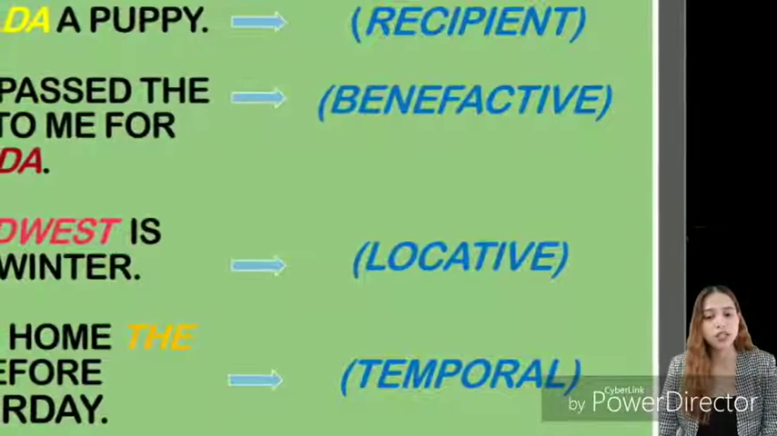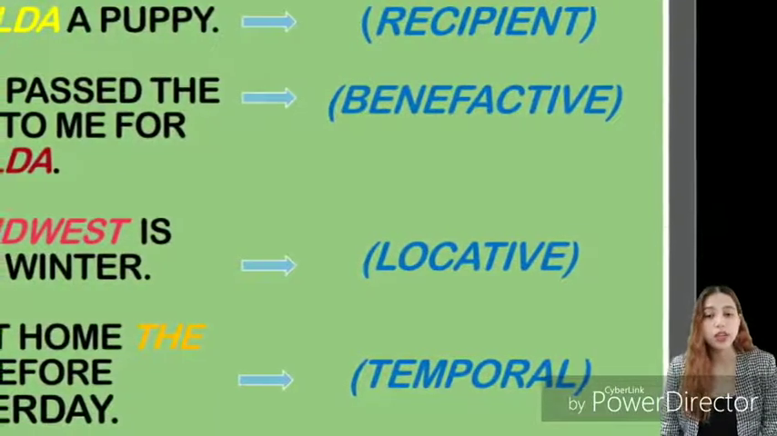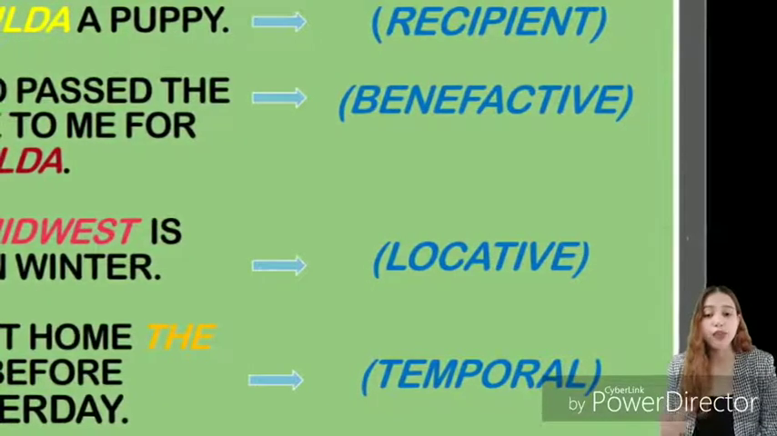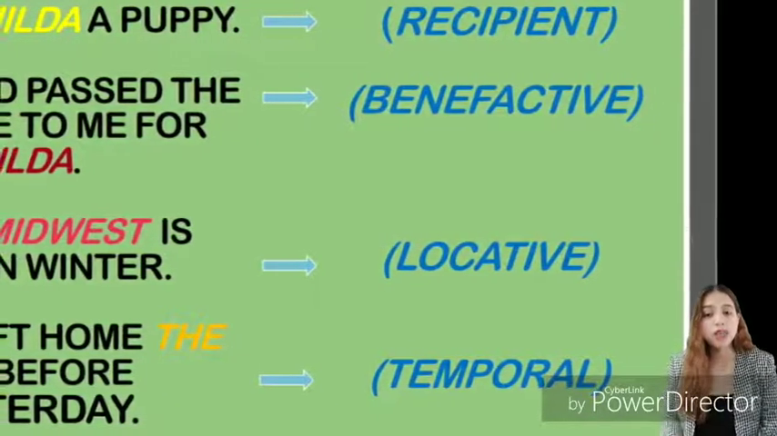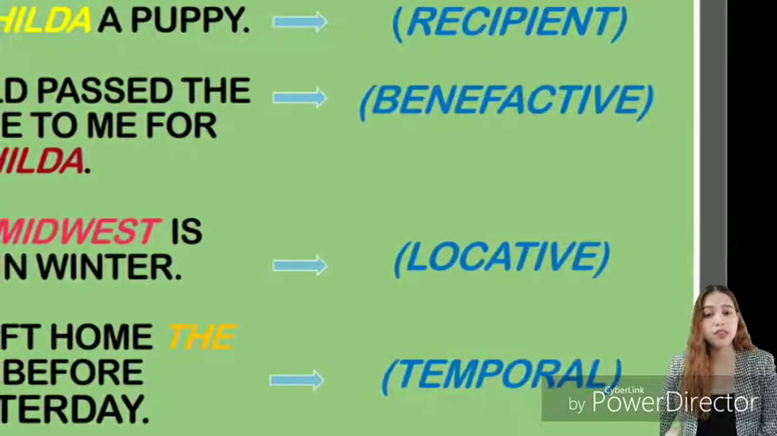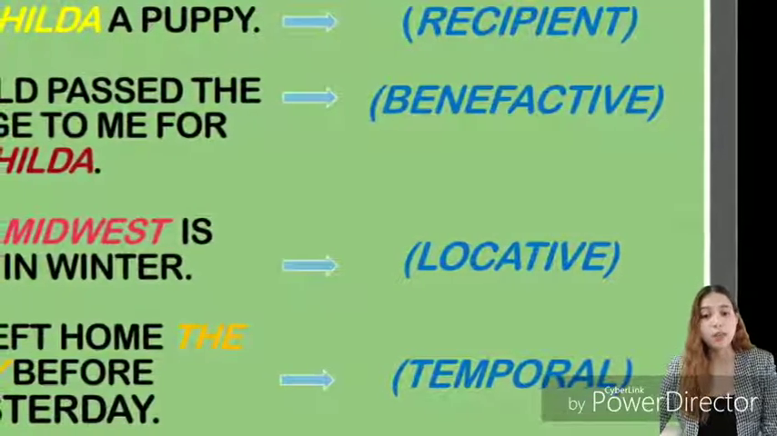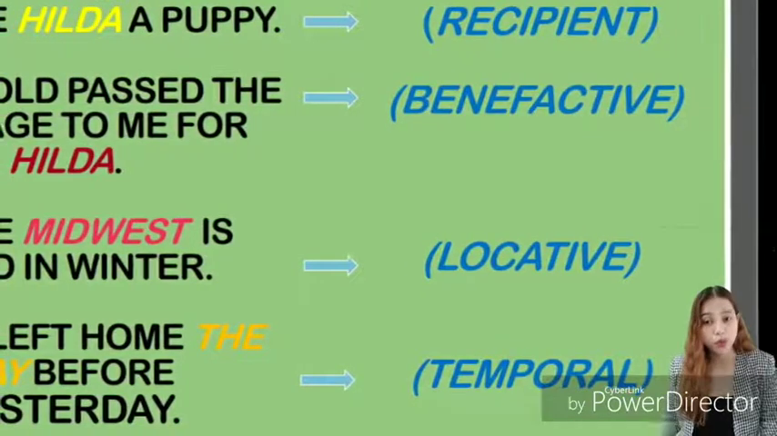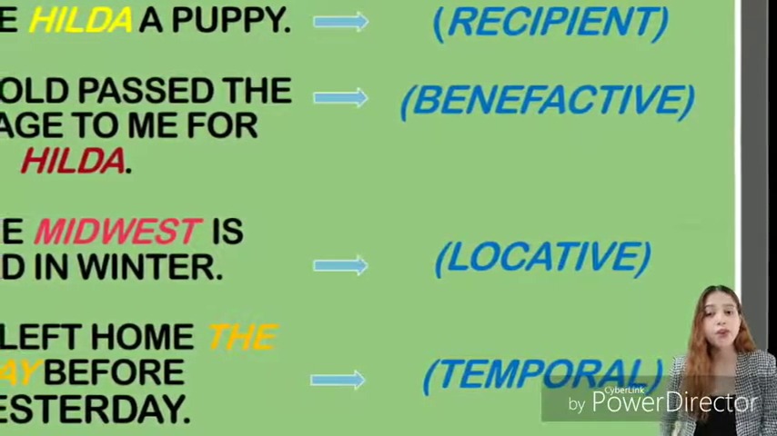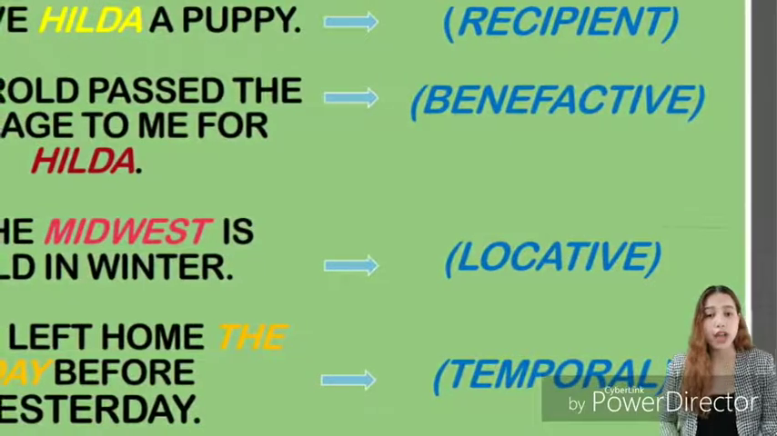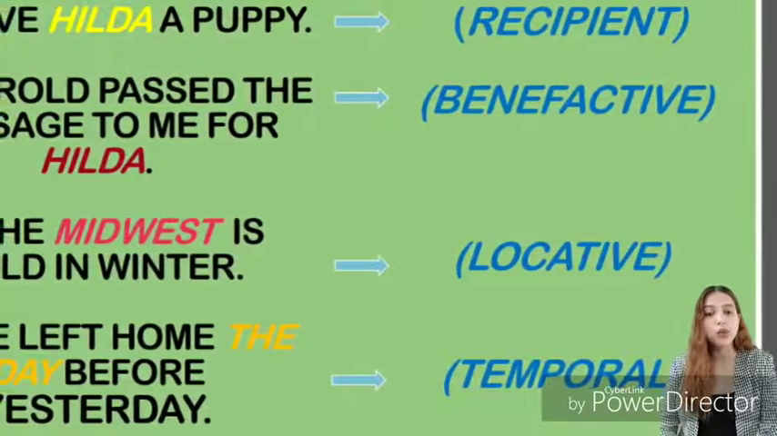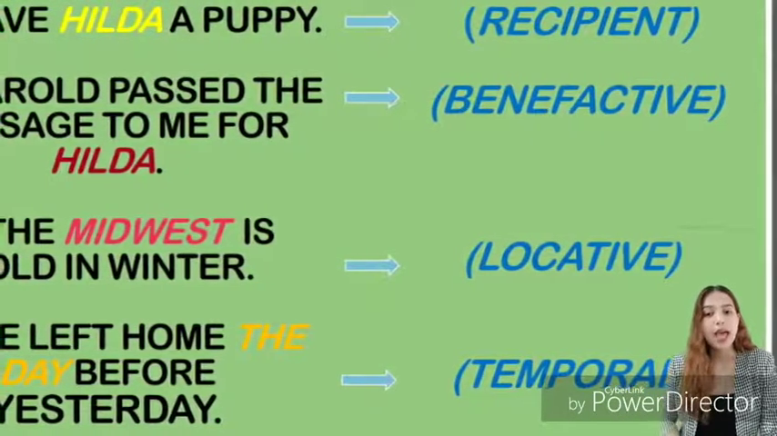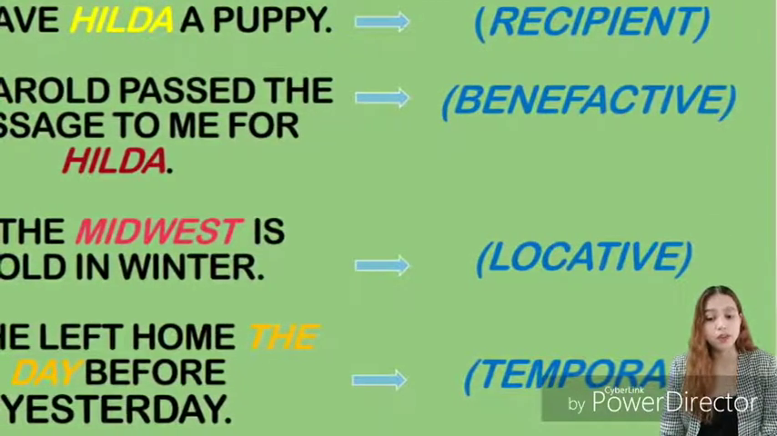In addition to an agent, a patient, an experiencer, an instrument and a cause, a noun phrase can be a recipient. Recipient means it receives the physical object. And a benefactive, what is a benefactive? So benefactive is the one for which an action is performed. On the other hand, we have locative. Locative is the location of an action or state. And then finally, we have temporal, which is the time at which the action or state occurred.